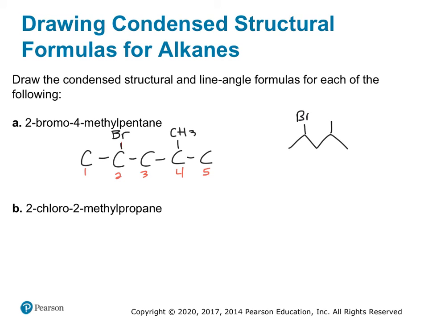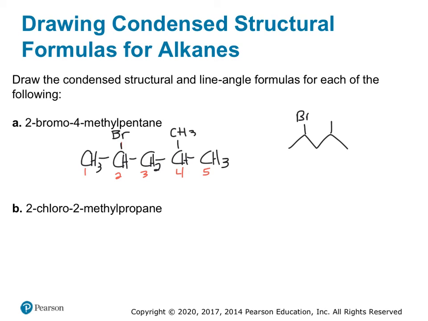Then I'm going to come in and add my hydrogens. So I need 3 on this one. This one already has 3 bonds, so I'm going to put a 1 there. The third carbon only has 2 bonds, so it needs 2 hydrogens, 1 hydrogen, and 3 hydrogens. So that would be kind of sloppy, but 2-bromo-4-methylpentane.